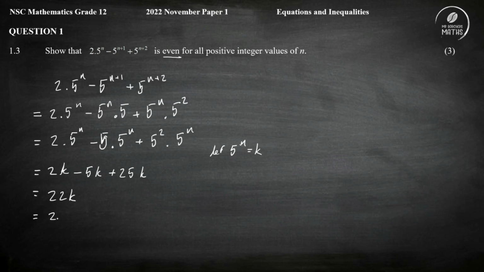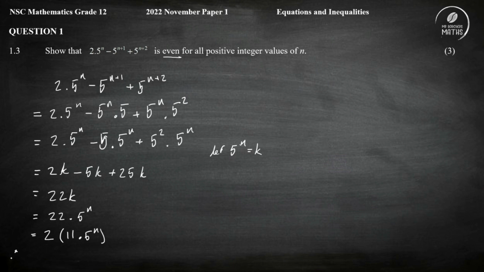And what is 22k? Well, it's 22 multiplied by 5 to the n, because 5 to the n is equal to k, which can be rewritten as 2 multiplied by 11 times 5 to the n. Just taking out a common factor of 2, rewriting that 22 rather as 2 times 11. And there you have it. You've done it. You have shown that 2 multiplied by 5 to the n, minus 5 to the n plus 1, plus 5 to the n plus 2 is even. You have shown that by showing that the whole expression has 2 as a factor.